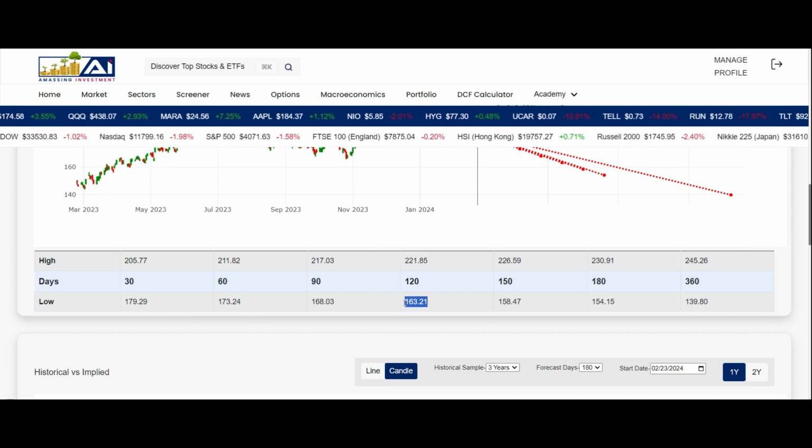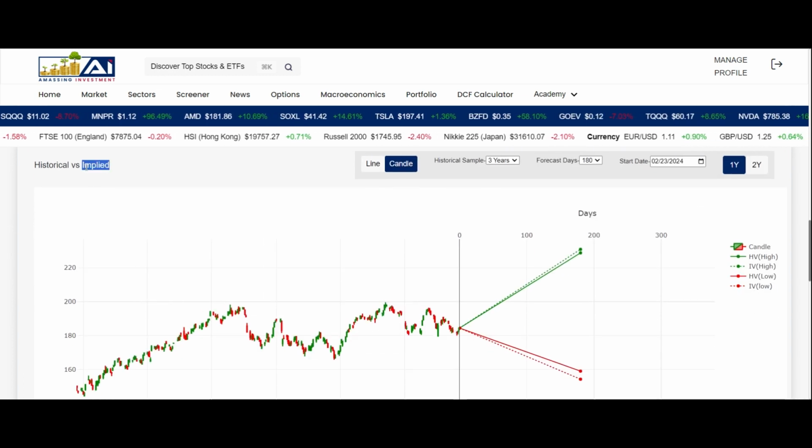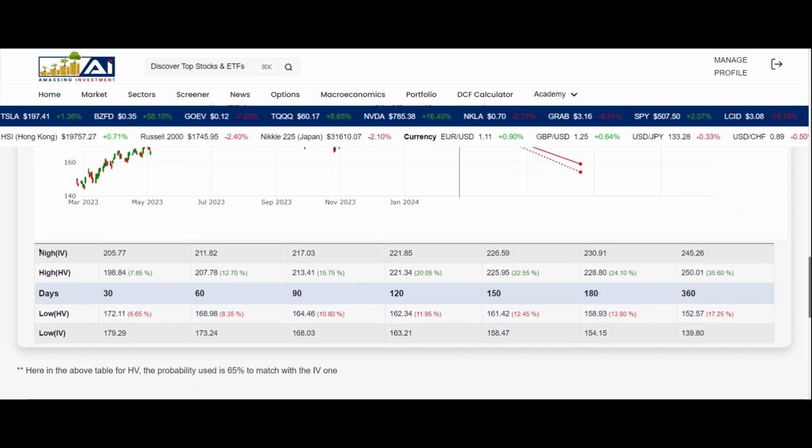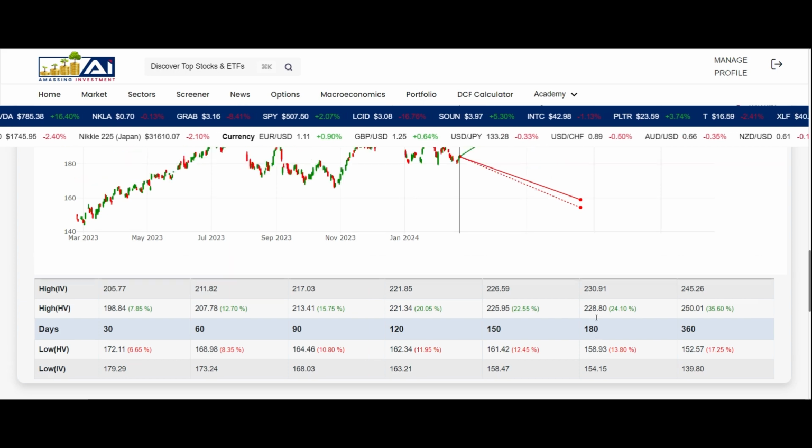Lastly, the historical versus implied section amalgamates the insights from both historical and implied analyses into a single, comprehensive view. This fusion allows for a more informed comparison and realistic projection of future price movements.